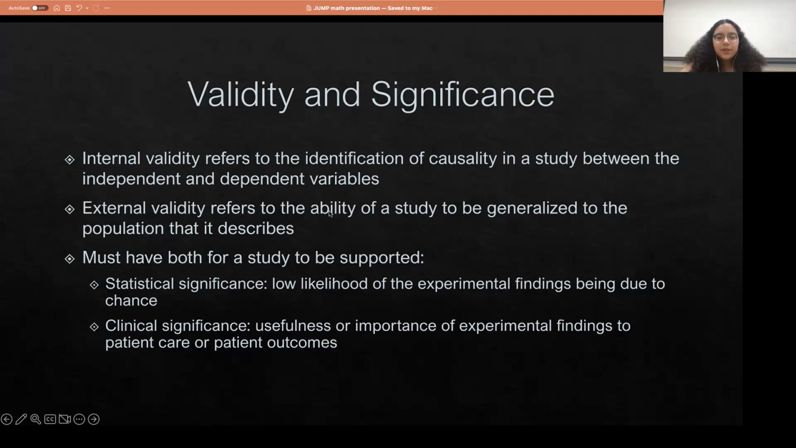And then another thing, you have to have significance, statistically and clinically, for a study to be supported. This is from Kaplan. I'm assuming they mean medically related studies. Statistical significance is the p-value and stuff you see in stats, and it basically measures how likely it is that what you saw was just by chance.